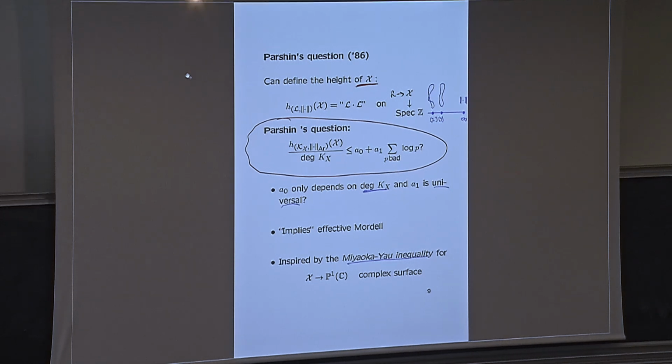So Parshin's question, it seems that he doesn't want to call it a conjecture, is the following: can you bound the height of this stable model with respect to the Arakelov metric, divided by the degree, in a universal way? So it should only depend on a coefficient, a number A0, depending only on Kx. And then it has to depend in some weak way on the model, because it will depend on the number of bad fibers. In this analogy, some of these fibers will be non-smooth; it will be a non-smooth morphism, this projection. And for some p, when we look at the scheme over Fp, it might be singular. Then we call that prime bad, and we add the logarithm of those p's with a coefficient.